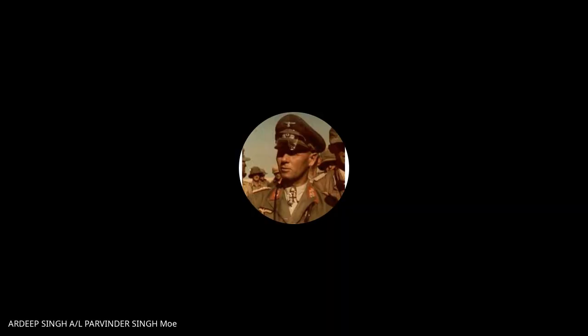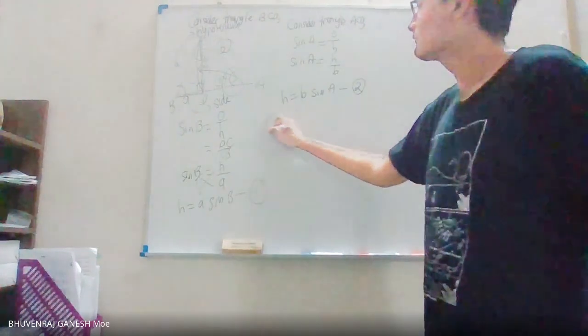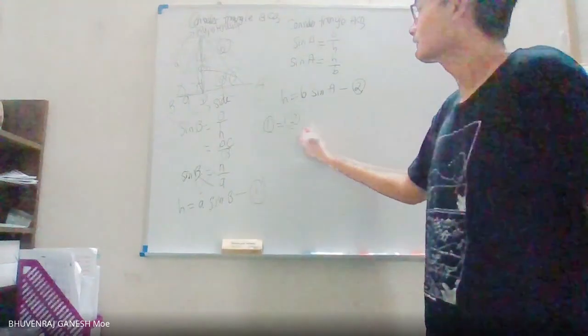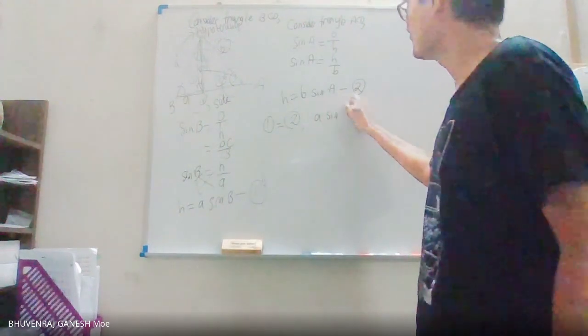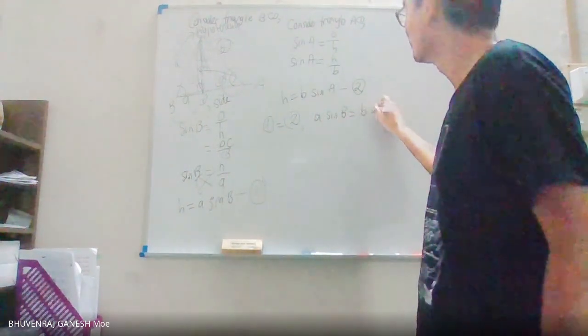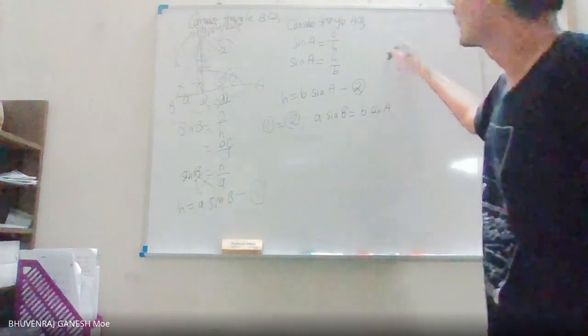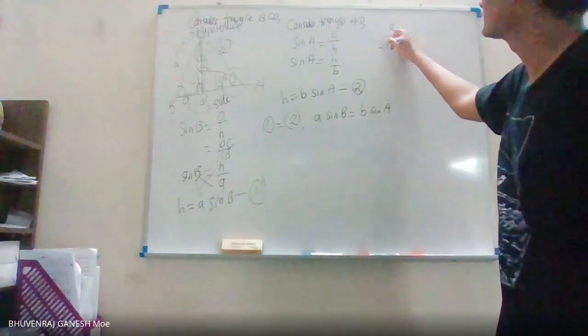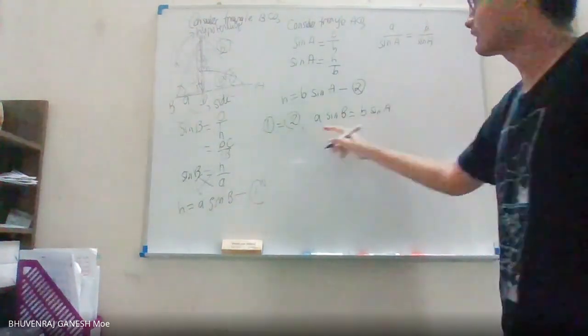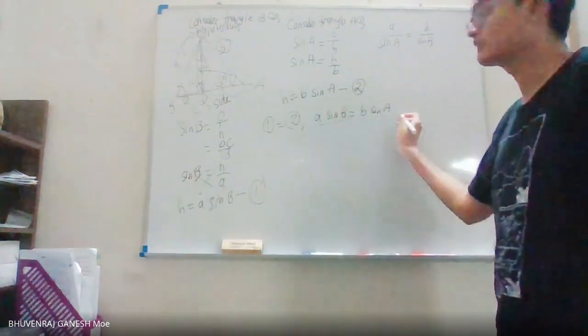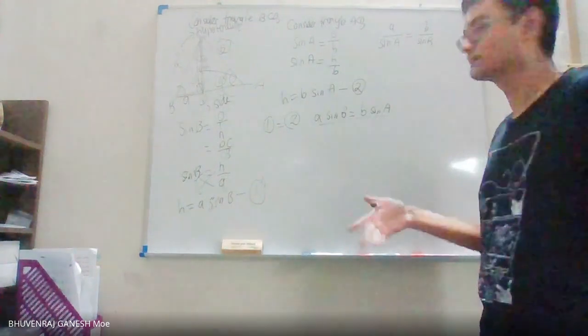We make an equation, 1 equals 2, right? Yes, sir. So this is what we call equalizing. So A sine B is equal to B sine A. Can you see already the similarity? What your formula is supposed to get is A over sine A is B over sine B. It's almost similar already. So what you have to do now is shift here and shift there.